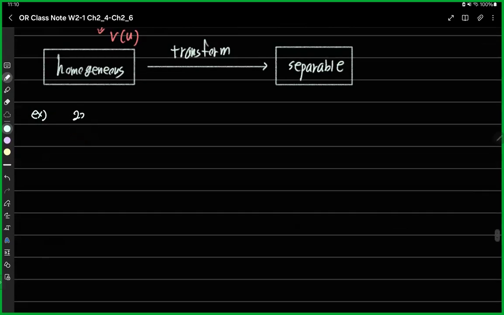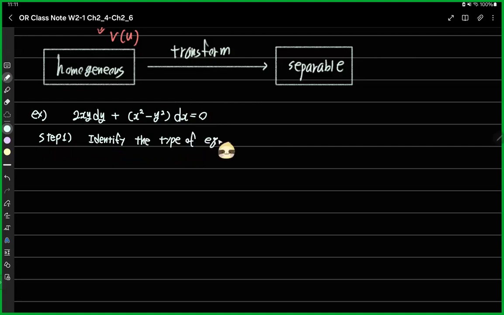So let's see: 2xy dy plus (x squared minus y squared) dx equals 0. Step 1 is to identify the type of equation. Is this separable? It's kind of straightforward to figure out that this is not separable.